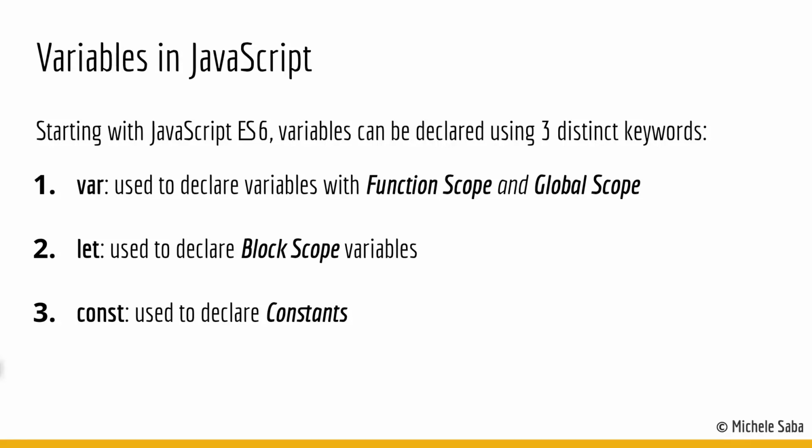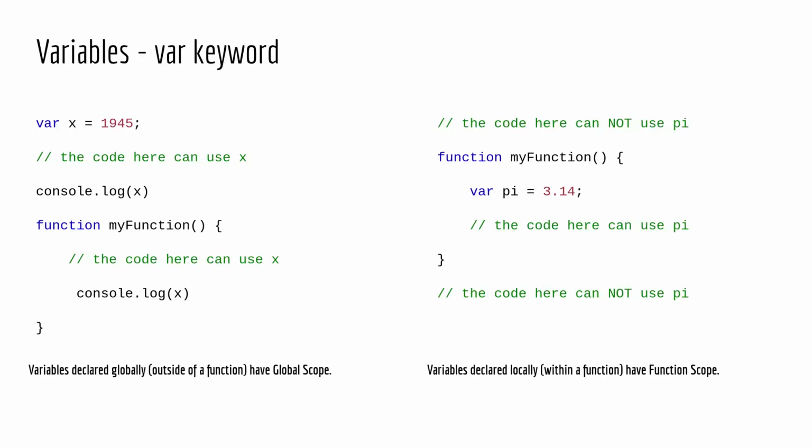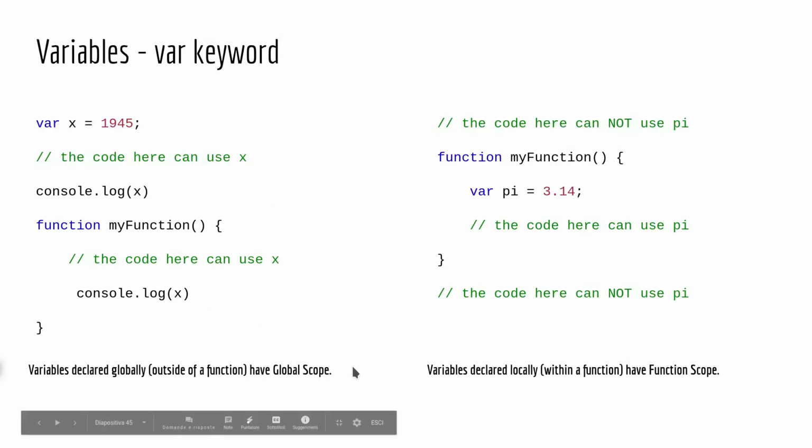The second keyword is let, which is used to declare block scope variables, and the third keyword is const, used to declare constants. Before JavaScript ES6, variables could only be declared using var, which could easily lead to errors in the code. Let's make some examples to understand the differences. So as you can see here, I've written some code divided into columns so that we can make some comparisons. Let's start talking about the left column.